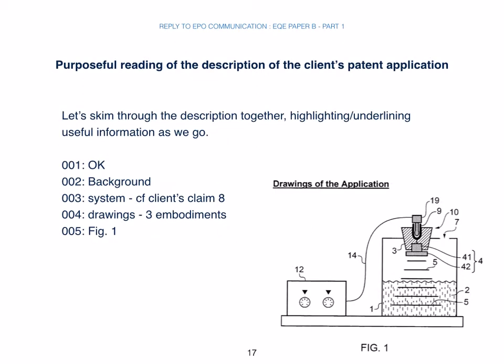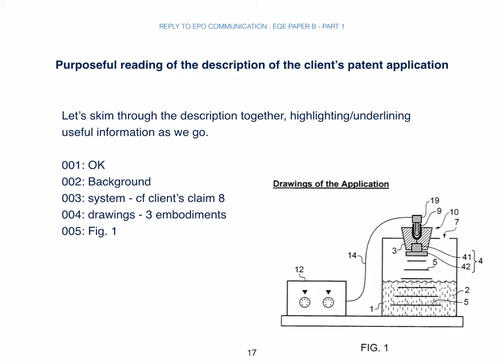Let's now start with the description. Let's skim through the description together, highlighting useful information as we go along. So paragraph 1 is okay, there's not too much, there's a closure for a beverage container. Paragraph 2 is background information about a maturing process going back to the 9th century. Paragraph 3 is a sort of an abridged statement of invention, and the second sentence concerns obviously client's claim 6.